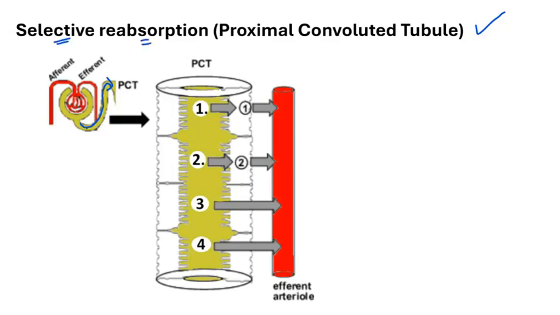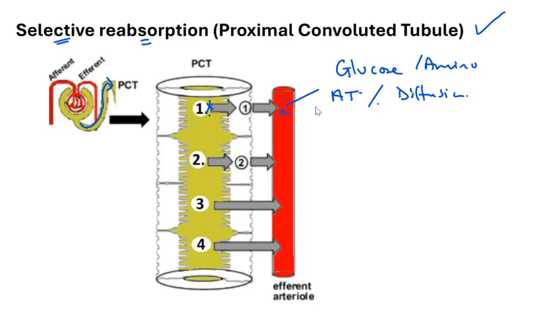We can break this down into four main components. Component one is here, which is that glucose and amino acids are completely reabsorbed from the filtrate into the blood. This is a two-step process. Step one is active transport, and step two is diffusion for both glucose and amino acids.